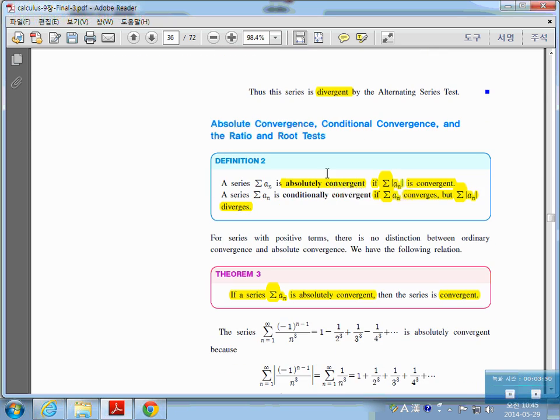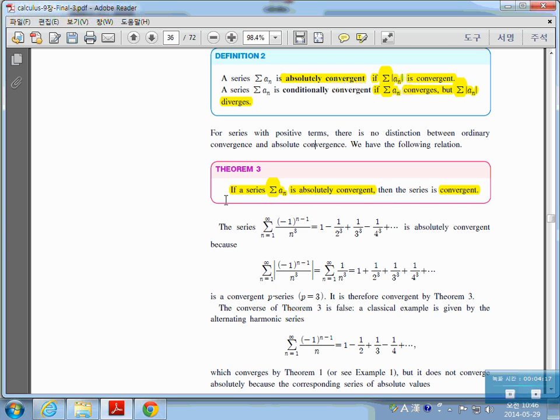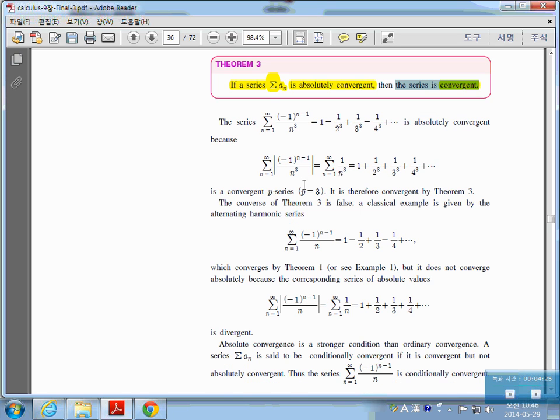The next definition is absolute convergence. A series is called absolutely convergent if the summation of |a_n| is convergent. And the series summation of a_n is conditionally convergent if the summation of a_n converges but the summation of |a_n| diverges. So if a series summation of a_n is absolutely convergent, then the given series is convergent. We can easily derive Theorem 3.